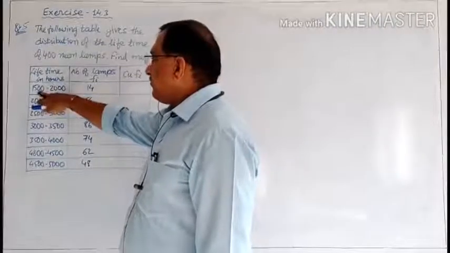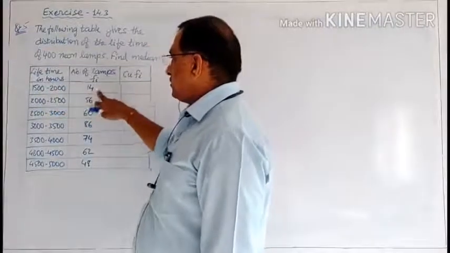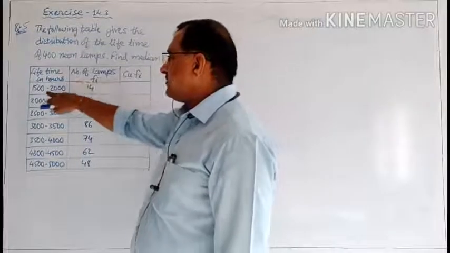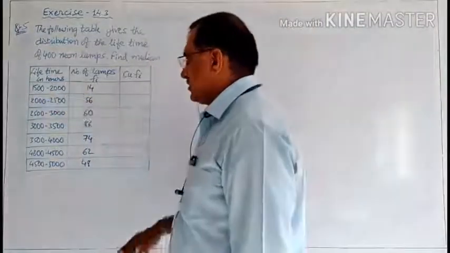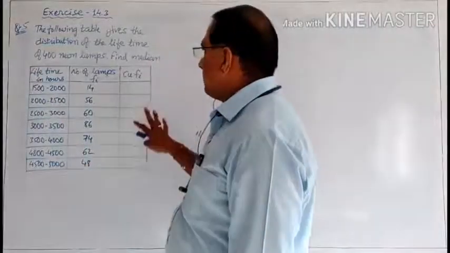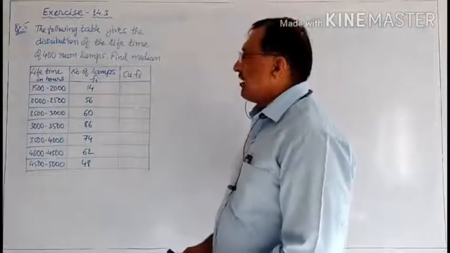Here, 1500 to 2000 hours: 14 lamps have a lifetime of 1500 to 2000 hours. 56 lamps have this lifetime and so on. This is given. Now we have to find the median lifetime.